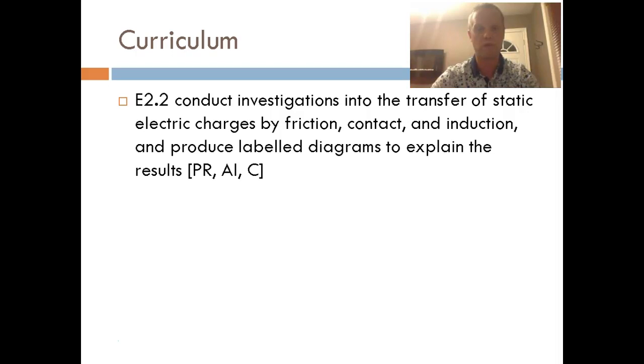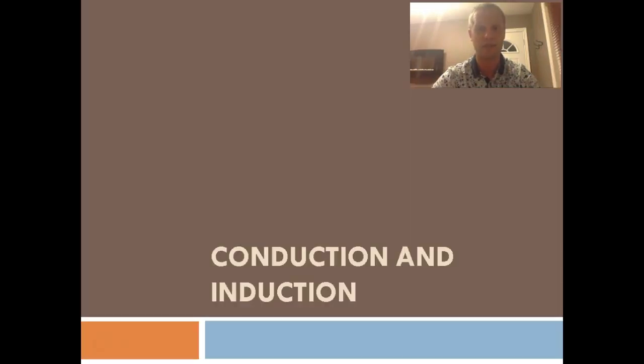The real three things that we need to know about are friction, contact, and induction. That's how we can charge things, but today we're just focusing on contact and induction, or conduction and induction.